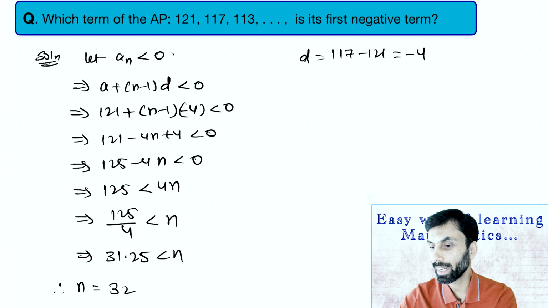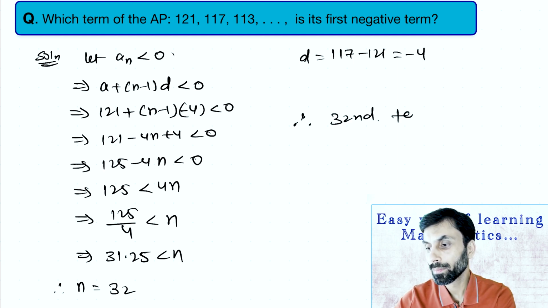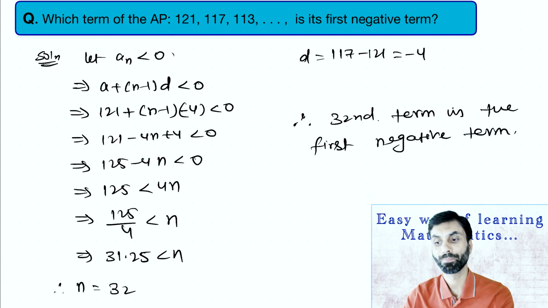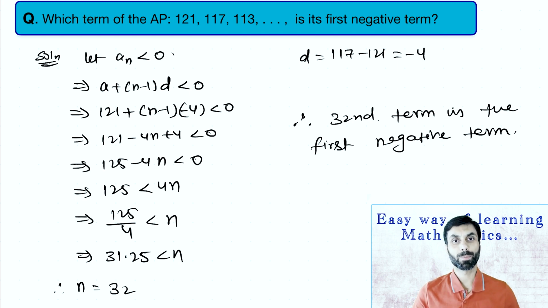And so we can say that therefore the 32nd term is the first negative term. So this is all for this particular session.